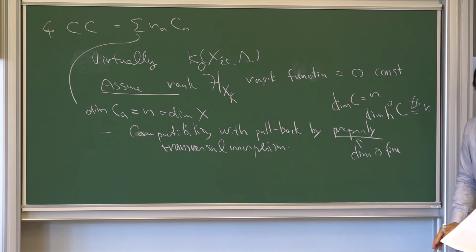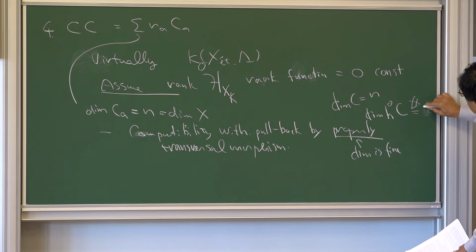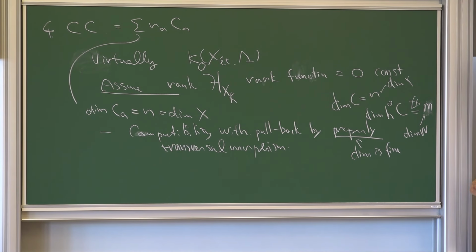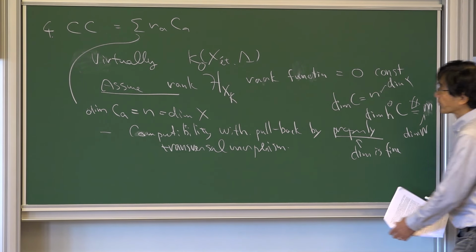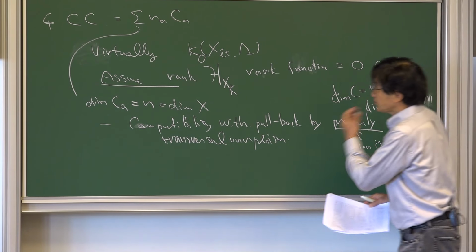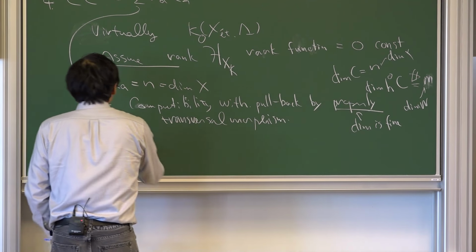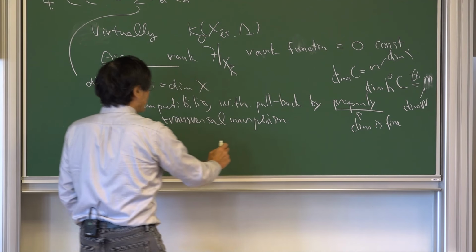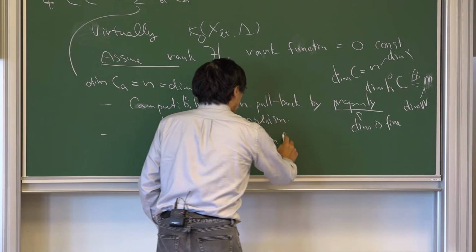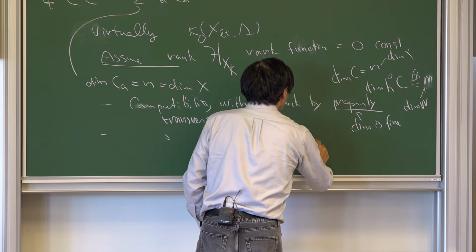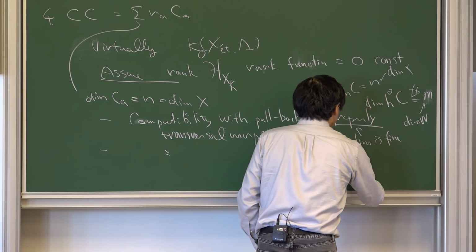Well, instead of n, you should have the dimension of the source. Sorry, yes, this is the dimension of X, and this is the dimension of W. Thank you. So we can also expect to have compatibility with push forward by proper morphism.